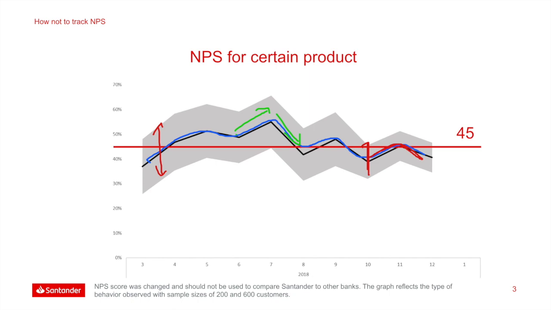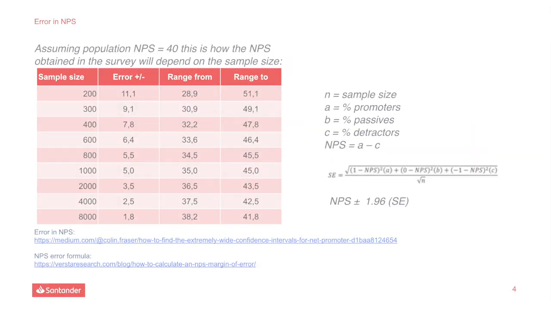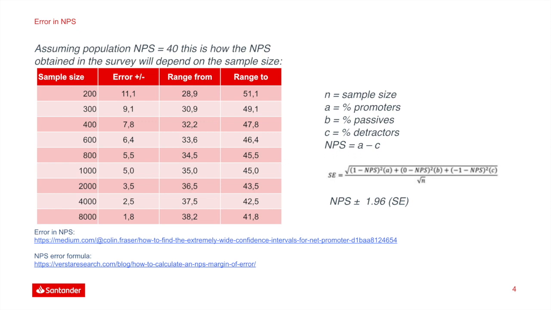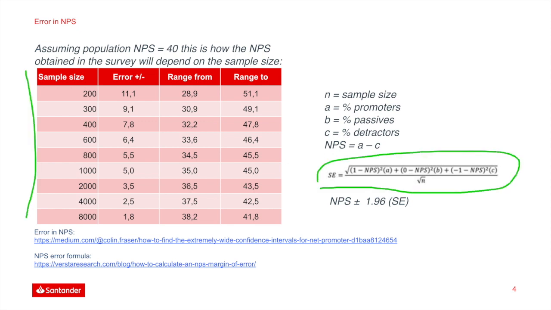The context of sampling error is especially important when NPS is used to calculate bonuses or to rate employees. Here is how you can calculate NPS error. This is the formula, and on the left side there is a reference table that shows error depending on sample size. You will notice how much that error depends on the sample size.